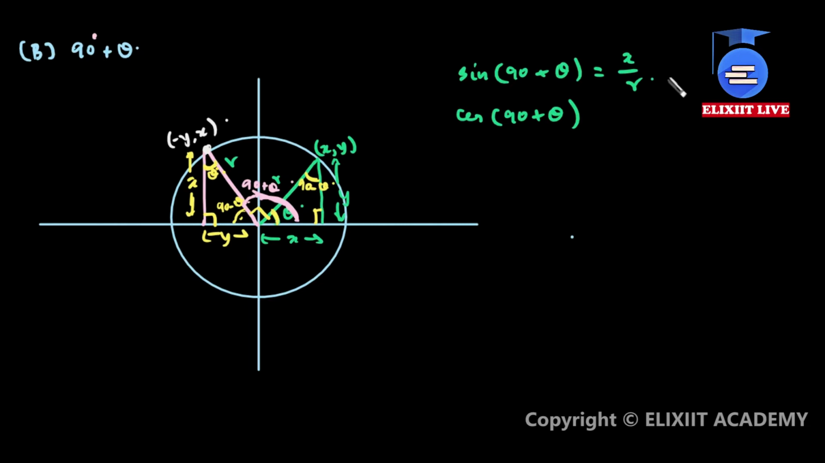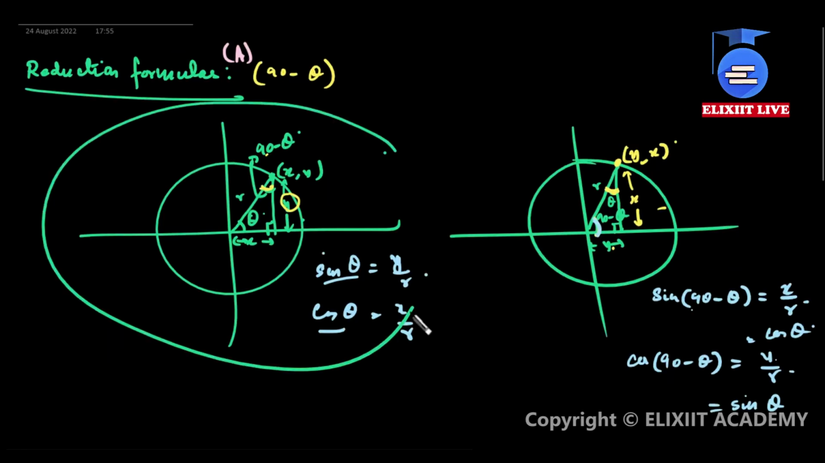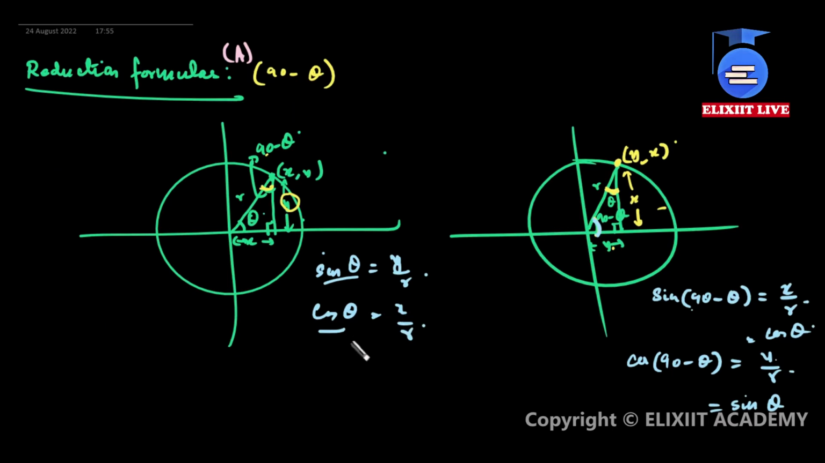But what was x by r originally? x by r was cos theta, from this particular diagram. Always remember this: sin theta is y by r, and cos theta is x coordinate by r.